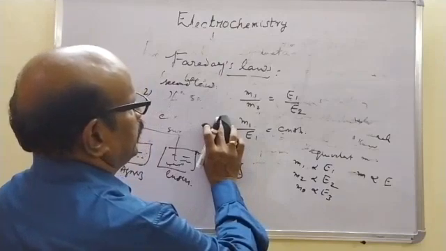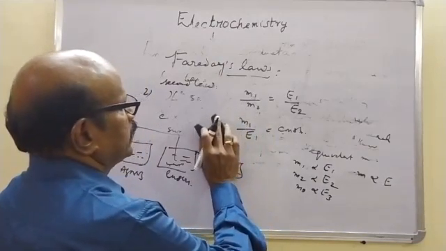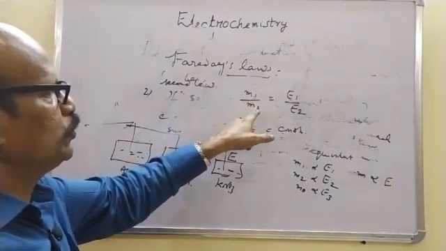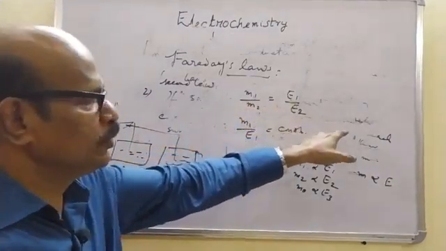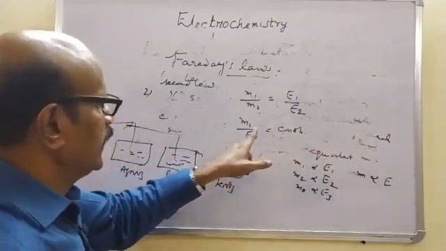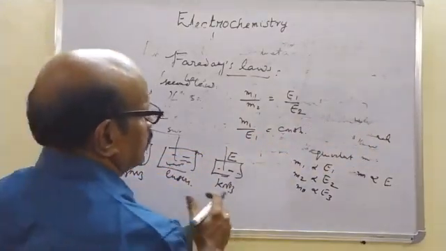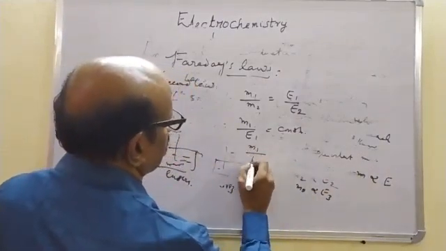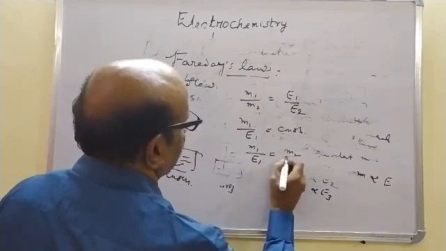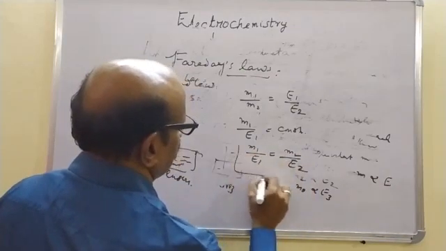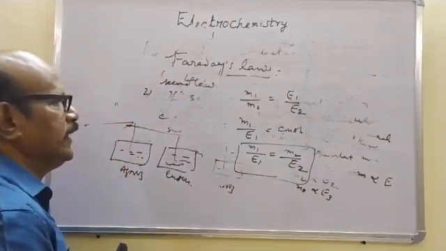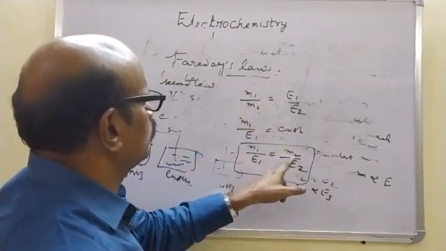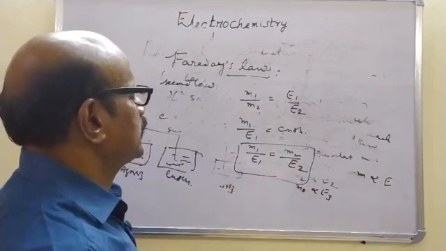That is what we have to remember. So the second law can be remembered like this: M1 by M2 is equal to E1 by E2, provided the quantity of current is the same, or M1 by E1 is equal to M2 by E2. That is the second law.